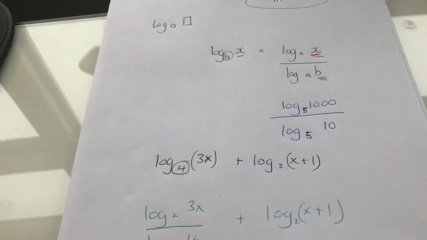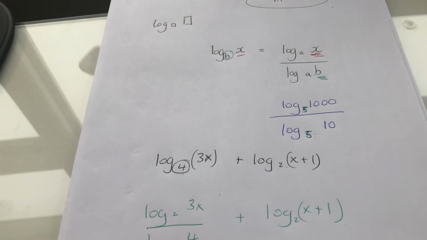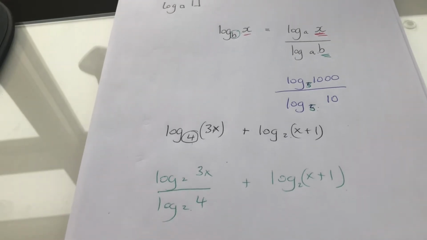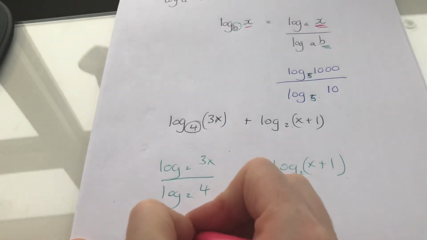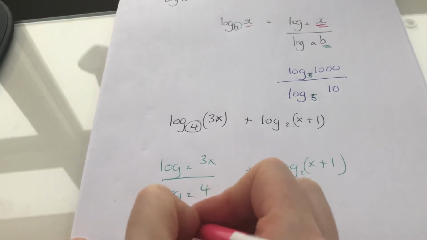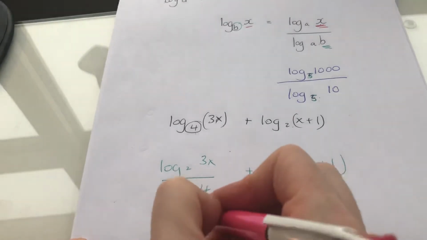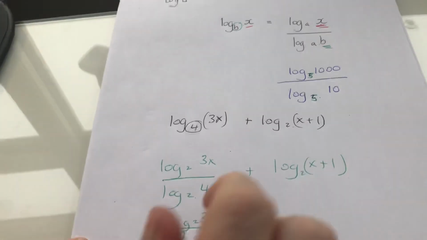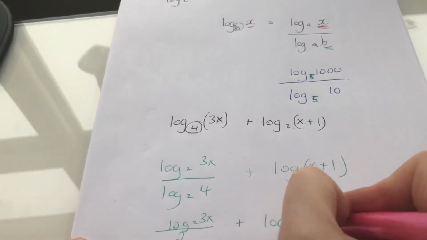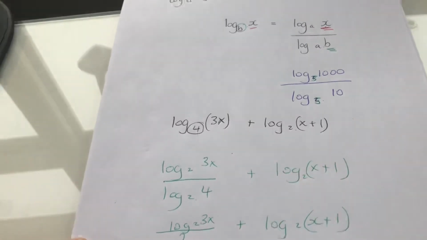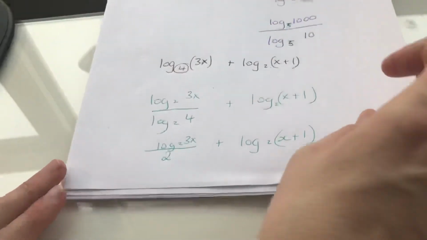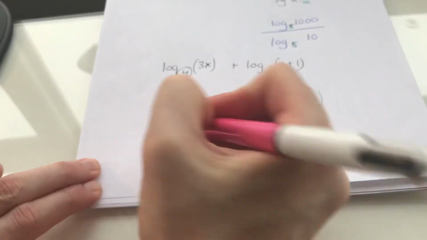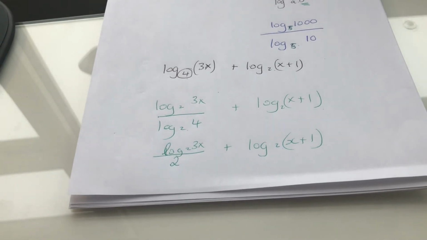What is log of 4 in the base 2? Well, you could type that into the calculator, or maybe you know the answer off the top of your head, it's 2. So we have log of 3x in the base 2 over 2 plus log of x plus 1 in the base 2. Now, at least now they're in the same base. I'm not saying this is a simple question to simplify, but at least they're in the same base.